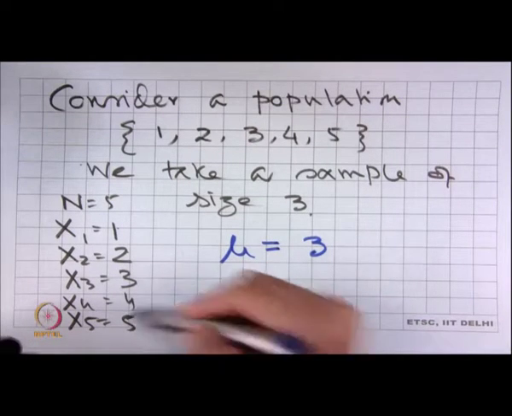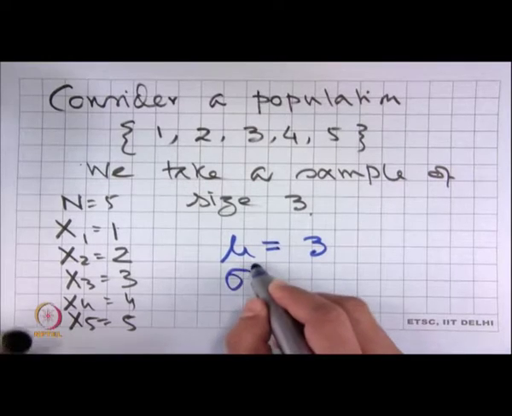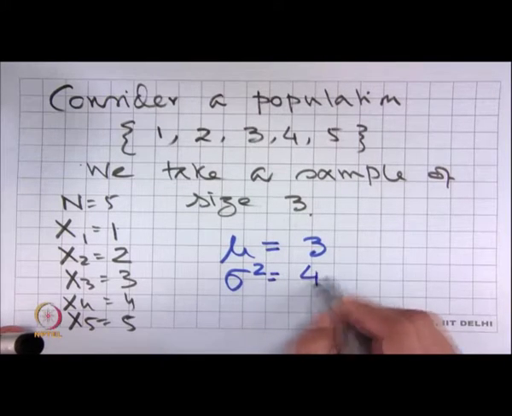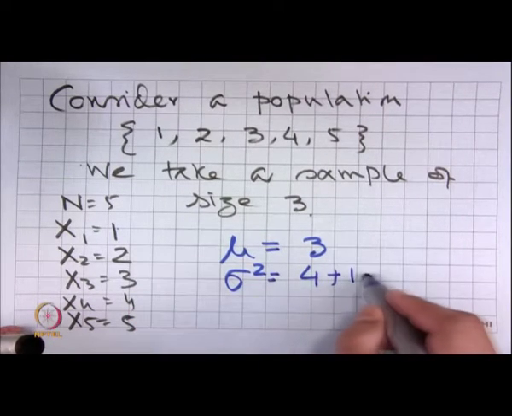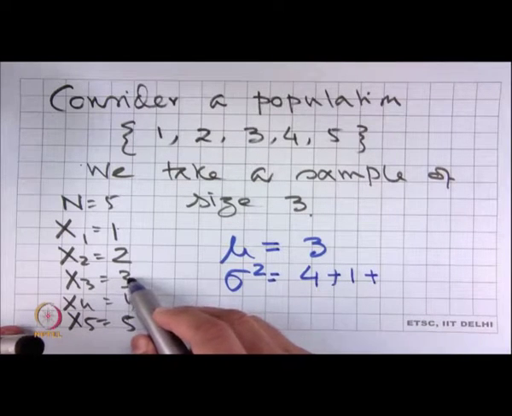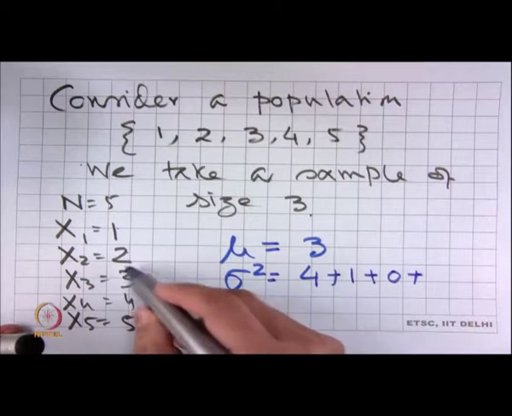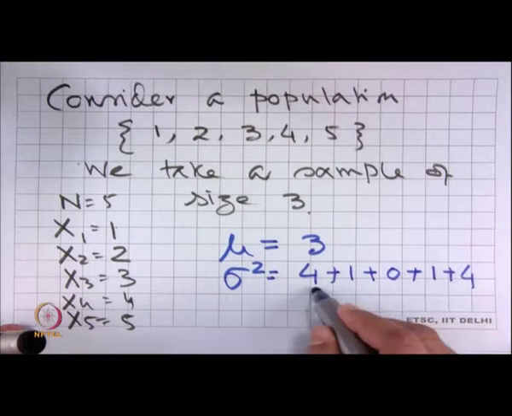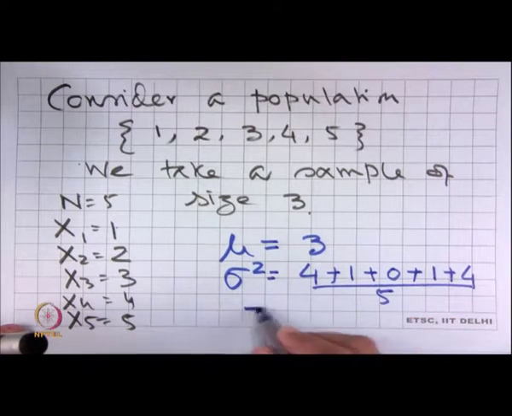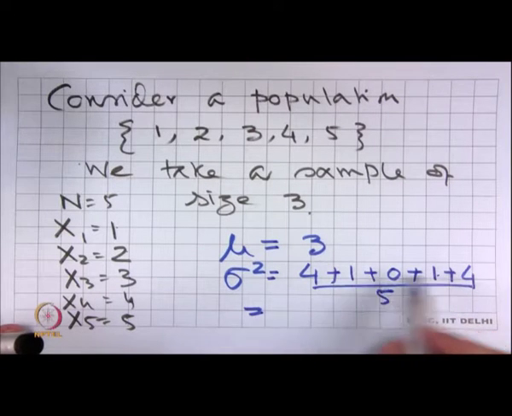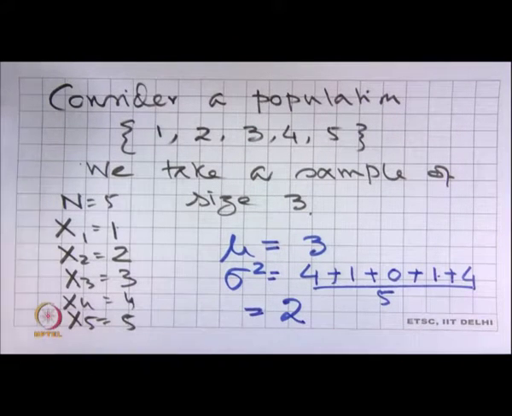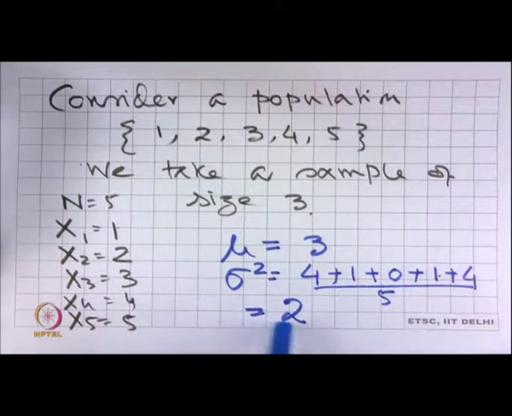is equal to 15 divided by 5 is equal to 3, and sigma square is equal to 1 minus 3 whole square, which is 4, plus 2 minus 3 whole square, which is 1, plus 3 minus 3 whole square, which is 0, plus 4 minus 3 whole square, which is 1, plus 5 minus 3 whole square, which is 4, divided by 5, which is equal to 10 by 5 is equal to 2. Therefore, in this case my population mean is 3 and population variance is 2.